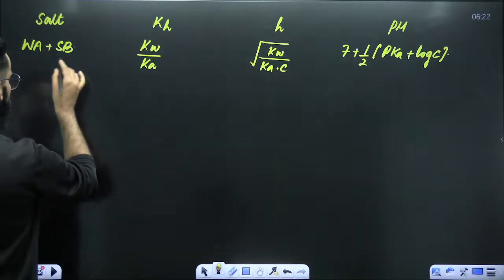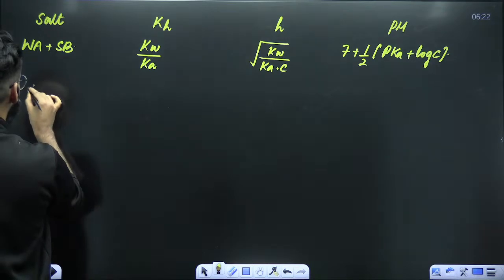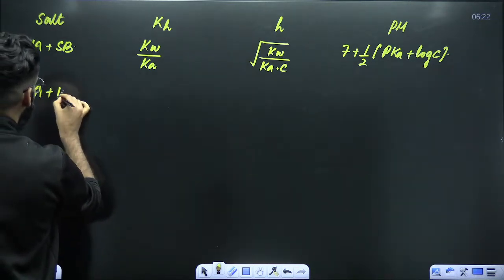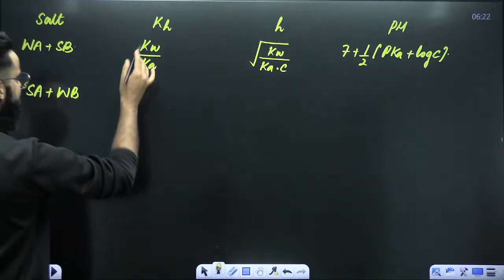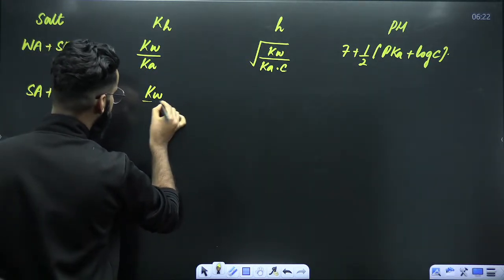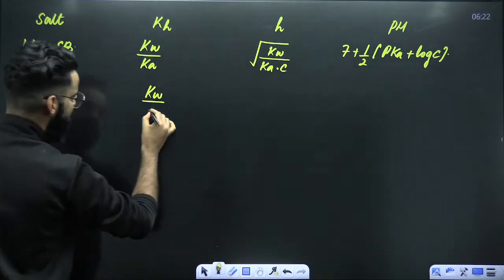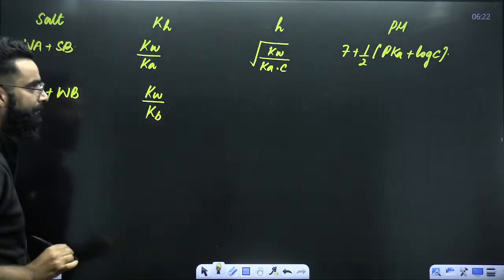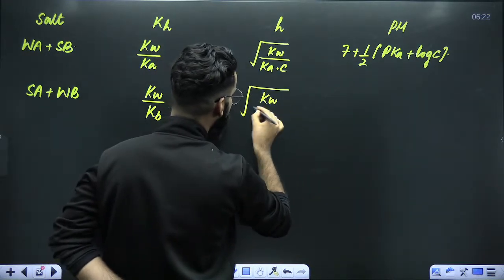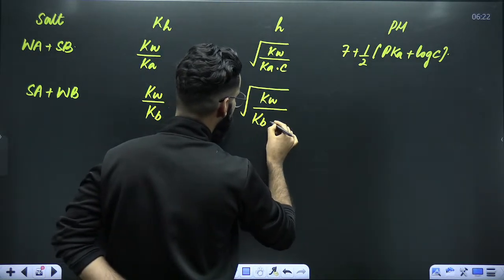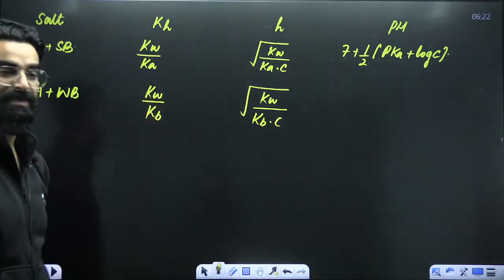Second, for example, you have the salt of strong acid and weak base. First is Kh. Kh is Kw divided by, which one is weak? It is the base which is weak. So I'll be writing Kb, right? So the formula here is h equals under root of Kw divided by Kb multiplied by C.